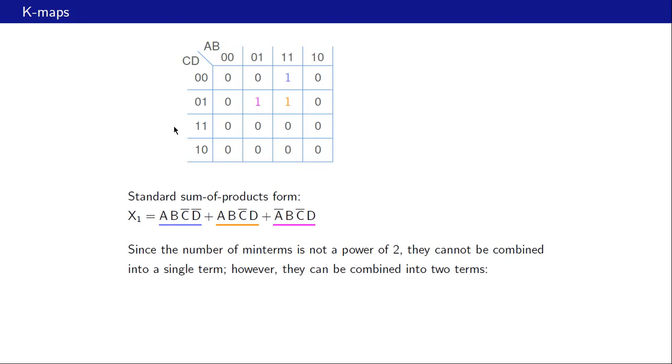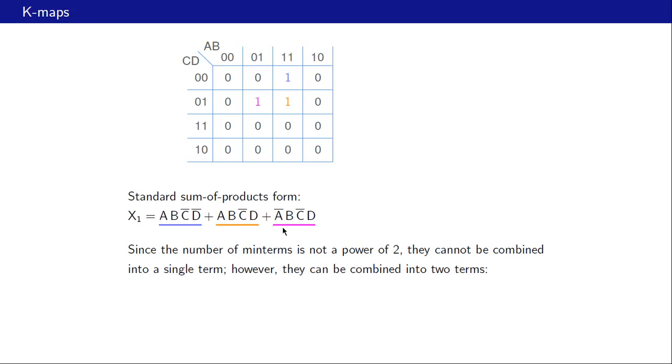Let us now consider this example, which brings out a very important point. We have 3 ones here. This one corresponds to A, B, C bar, D bar, this first term here. This one corresponds to A, B, C bar, D, this second term, and the third one to A bar, B, C bar, D, the third term here.